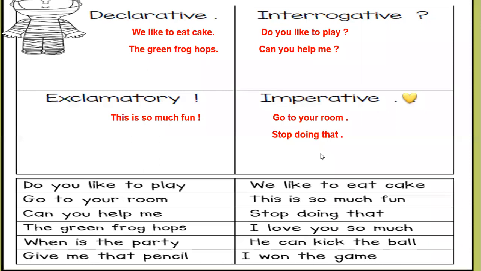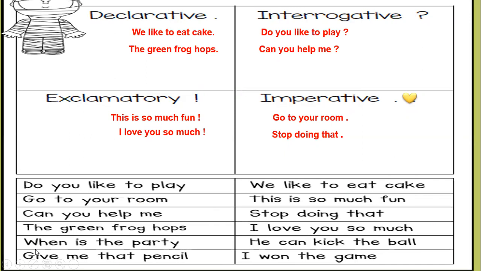I love you so much. It's a what? Yes, very good. It's exclamation or exclamatory because it shows a feeling. I love. Love is a feeling.